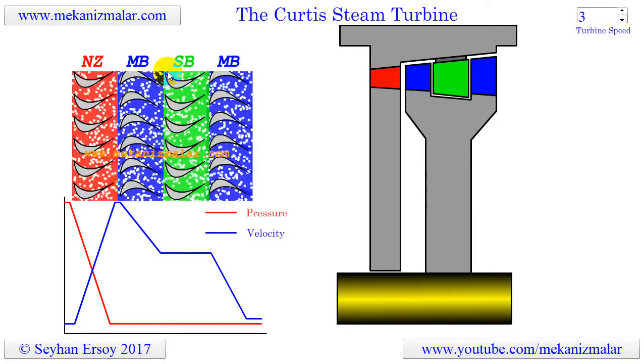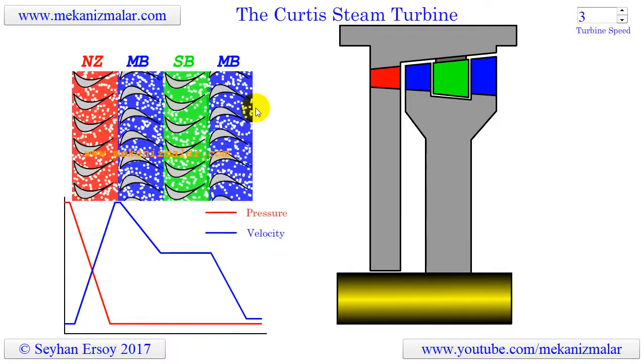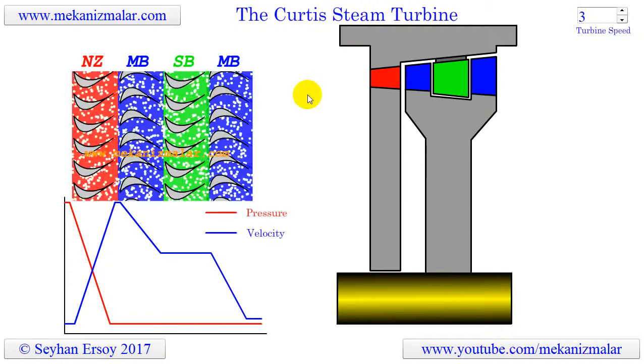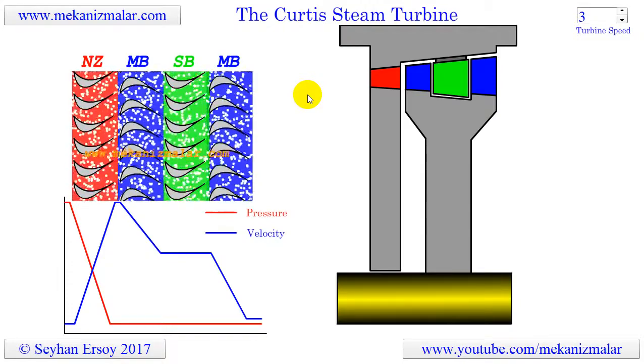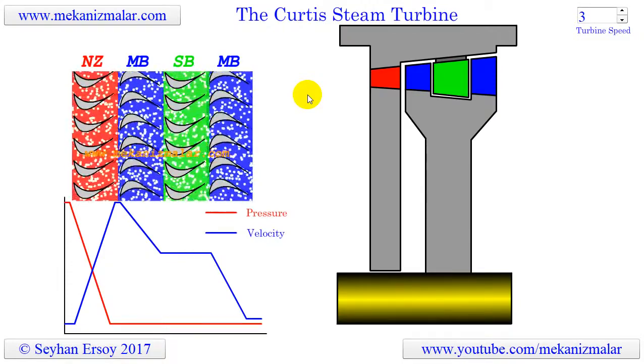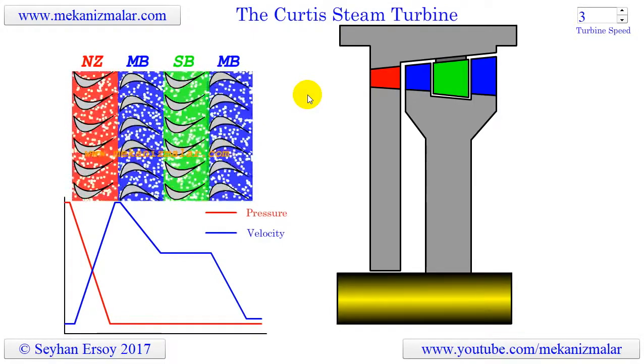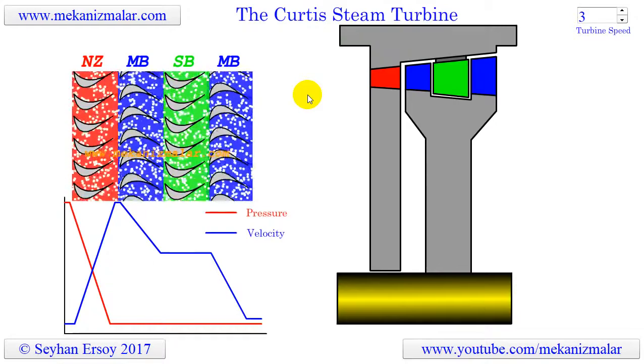The vast majority of the steam turbines are axial flow reaction turbines. The action type steam turbines are limited to low power generation applications, or the Curtis wheel type action turbines can be used as the first stages of the large axial flow reaction turbines.